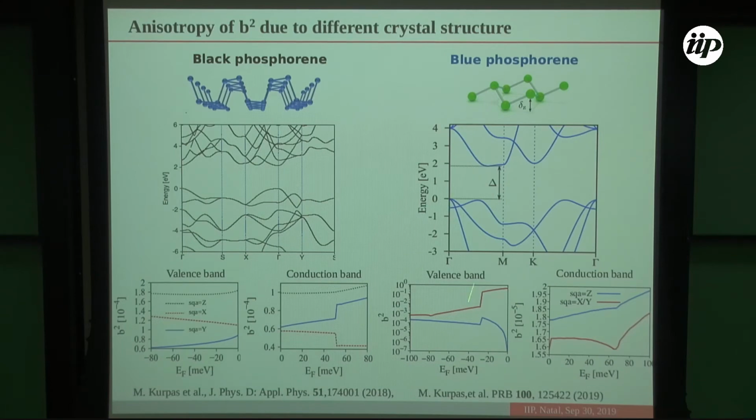But if we check the b squared for the blue phosphorene, we see that for the valence band here, with spin quantization being, let's say, in-plane, we have dramatic changes, a few orders of magnitude, to the b squared. So not only the direction of the spin quantization axis contributes to spin anisotropy, but also the crystalline structure itself, which can be somehow a hint to the experimentalists about which material we should choose.